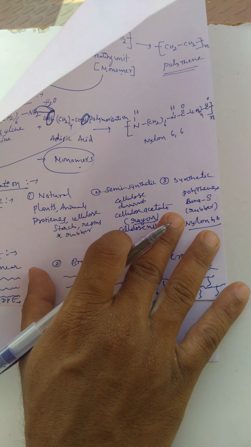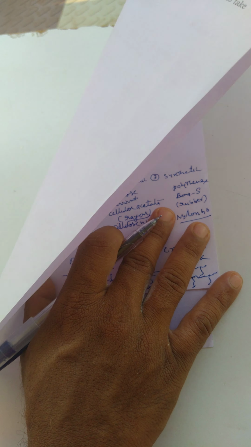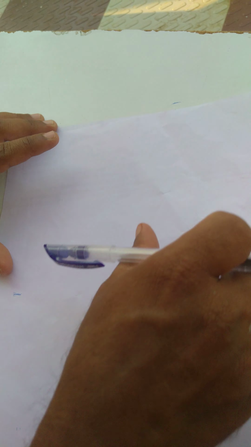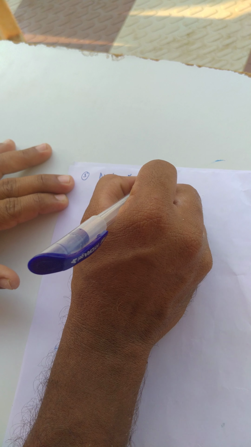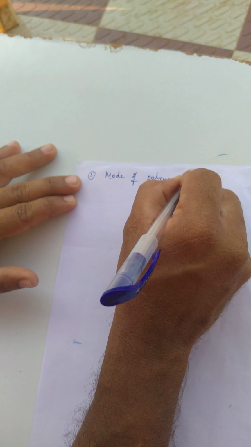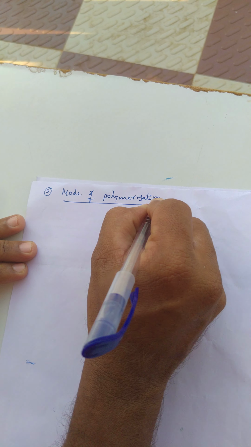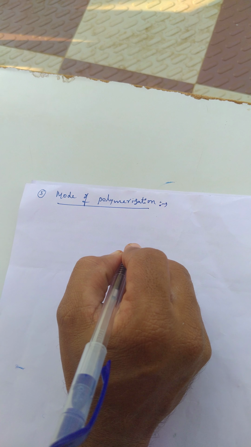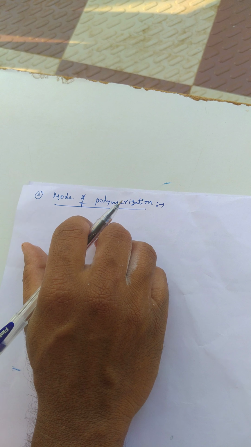Now, another type of classification. That is classification based on mode of polymerization. You all know about polymerization. Polymerization means the process of formation of a polymer is called polymerization.